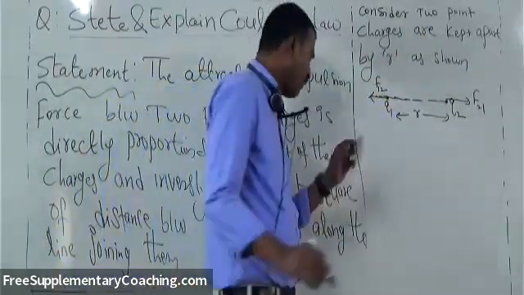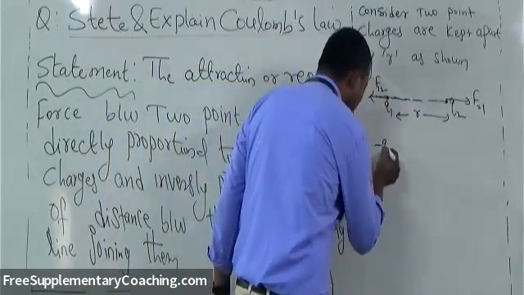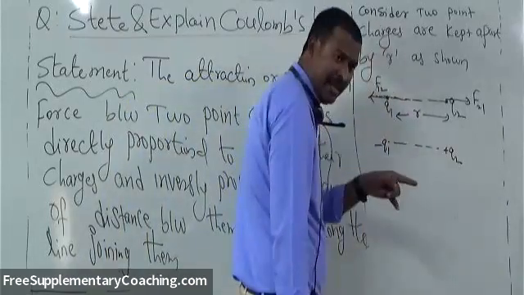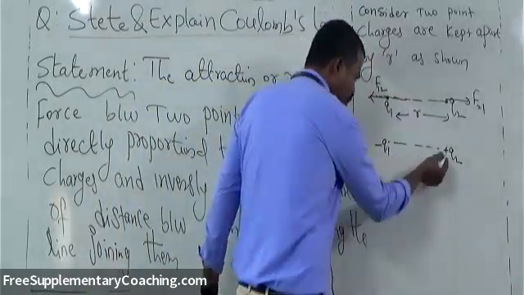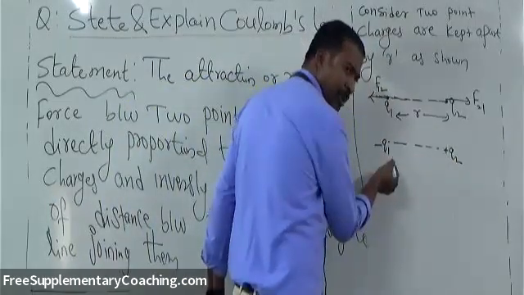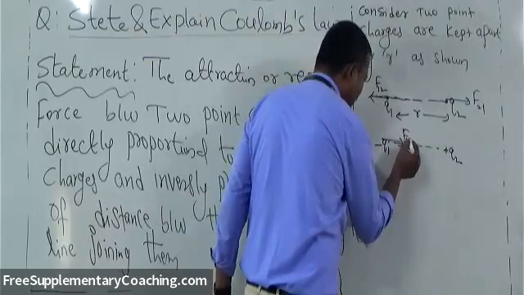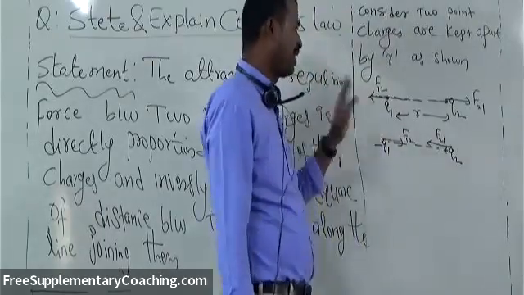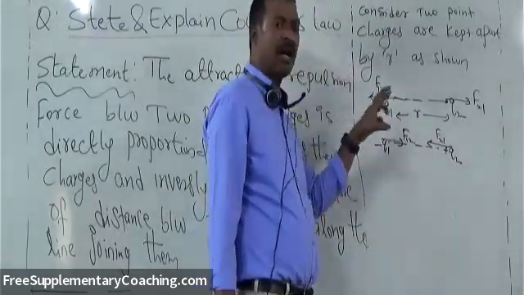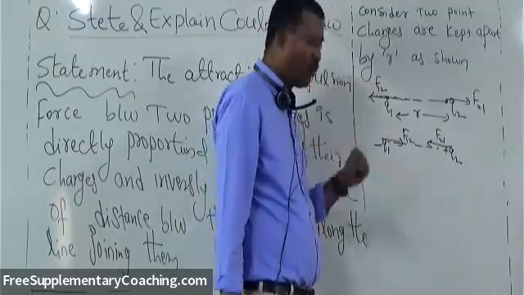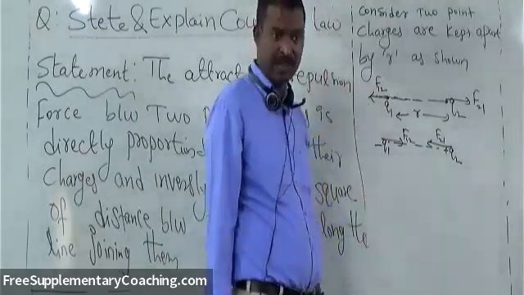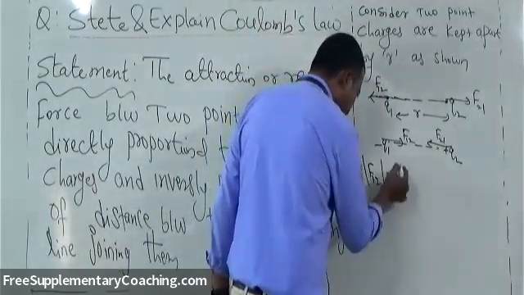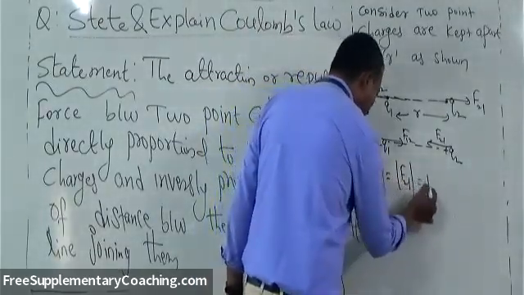Correct. For example, if you take one minus charge and the other plus charge, they will attract each other, right? So Q1 is attracted towards Q2, and Q2 will be attracted towards Q1. That means this attraction force will be like this. But in both situations, whether attraction or repulsion, both forces are in opposite directions and equal in their magnitude. I can write here F12 magnitude is equal to F21 magnitude. That is commonly we can take as F.